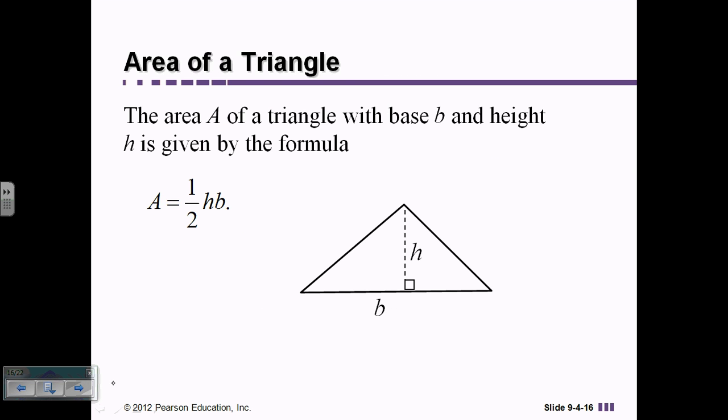All right, so we have the area of a triangle. The formula for area of a triangle is 1/2 height times base, or base times height. Again, the height is always perpendicular to the base, so this is our height, and the base is here at the bottom.